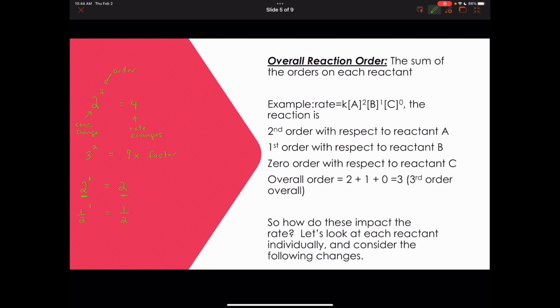And then finally, for zero order, if I double my concentration, we raise that to the power of 0, that's going to equal 1. So anything raised to the 0 order equals 1. I could double my concentration, but my rate is only 1 times as fast, which means the rate doesn't change. We're going to use these relationships to identify the orders for our rate laws.